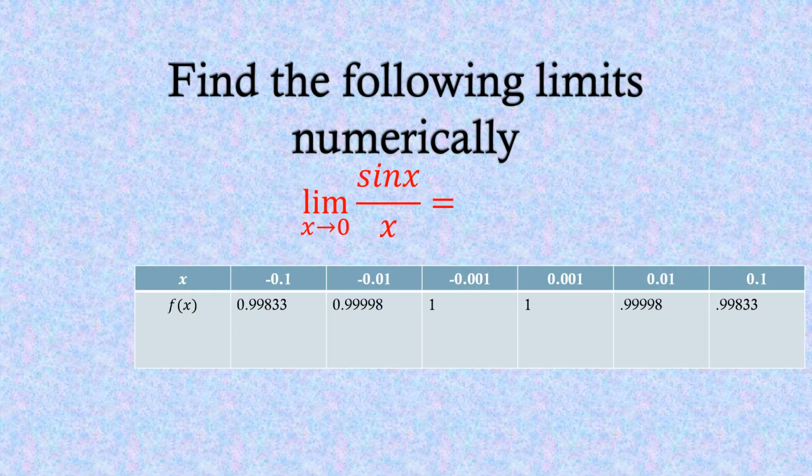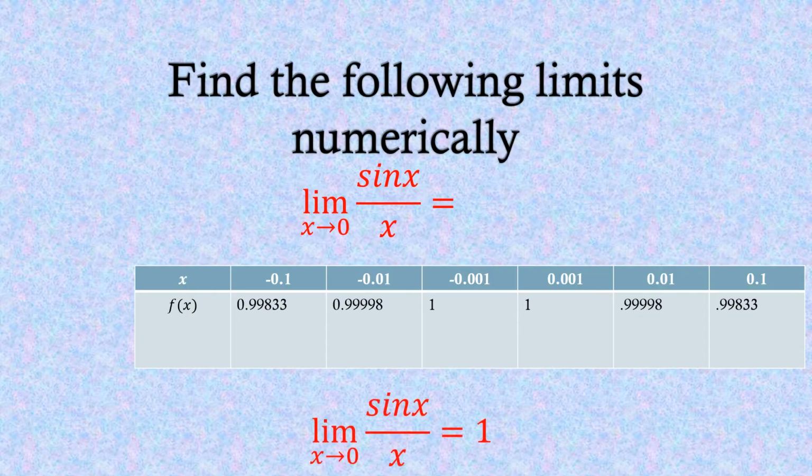Notice I started by putting in numbers to the left of 0: negative 0.1, negative 0.01, negative 0.001. Those numbers were getting closer and closer to 0. Then from the right, I started with 0.1, 0.01, 0.001, numbers also getting closer to 0. And what did I notice about my f of x values? My f of x values got closer and closer to 1.